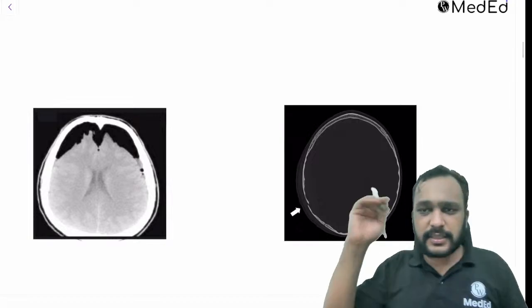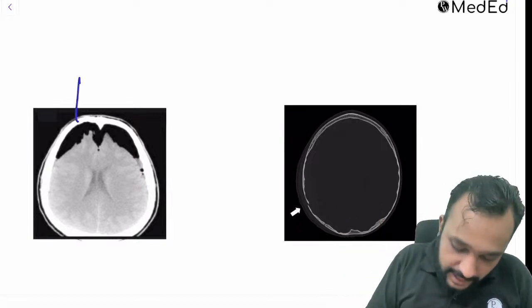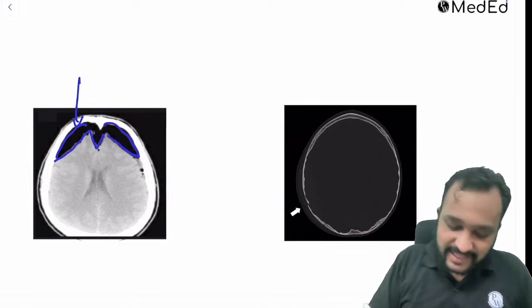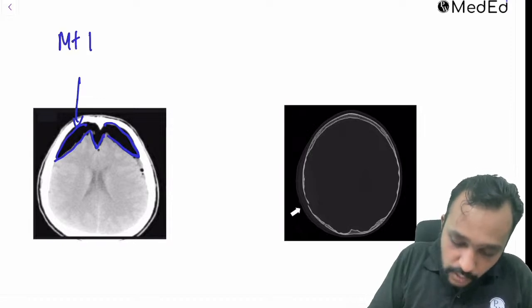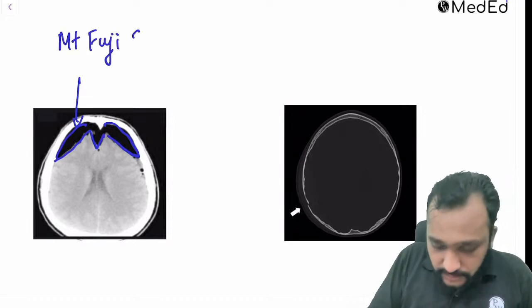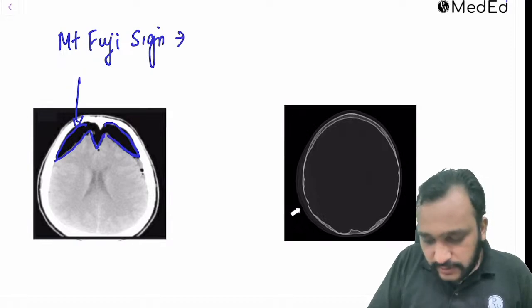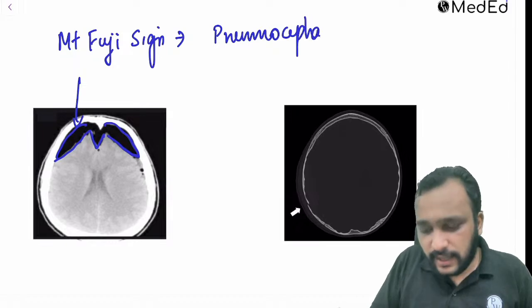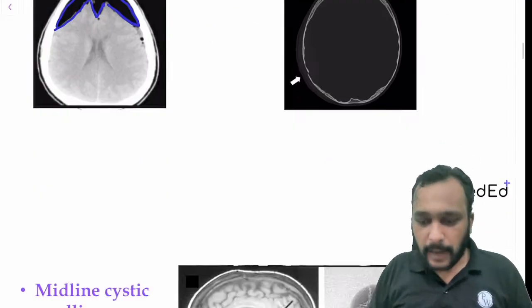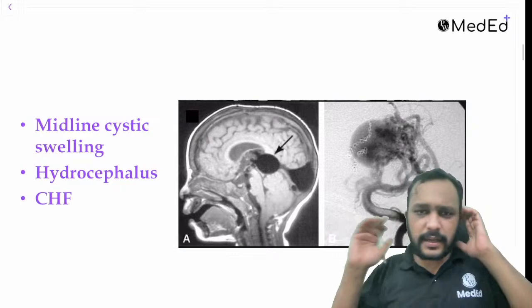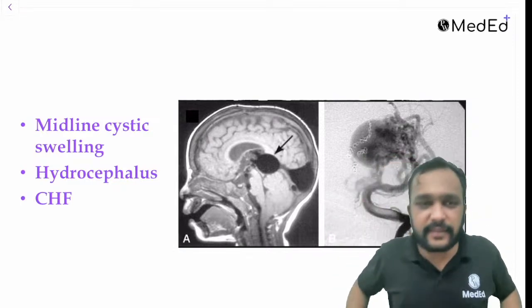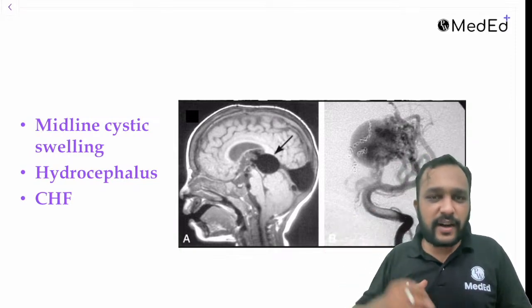Moving on to the next question, history of a road traffic accident, and there is black air in the extraaxial space, giving the Mount Fuji sign. And this Mount Fuji sign, guys, is seen in patients with pneumocephalus. Mount Fuji sign. So we will go very fast. You guys already know a lot of things, so we are going to proceed very fast.